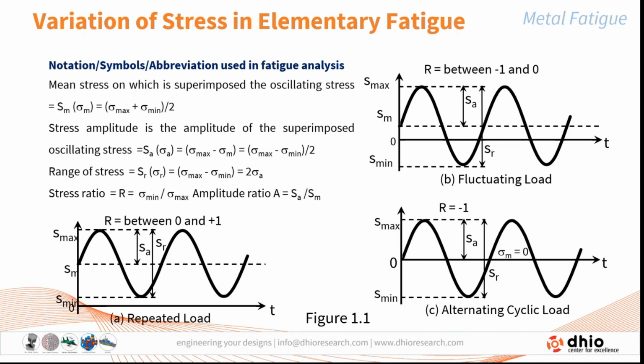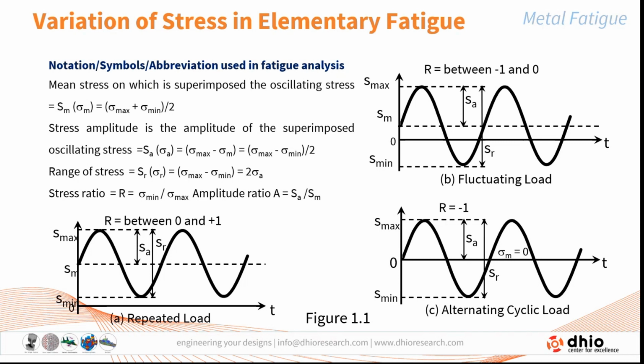And here one can observe that the mean stress for the repeated load is going to be non-zero. It may be either positive or negative depending upon the sense of load which has been acting on the member. Again, in the case of fluctuating load, the mean stress is always going to be non-zero. Again, it depends upon the magnitude of the tensile and the compressive stress, where it can be either positive or negative. Whereas in the case of alternating cyclic load, the mean stress is always going to be 0.